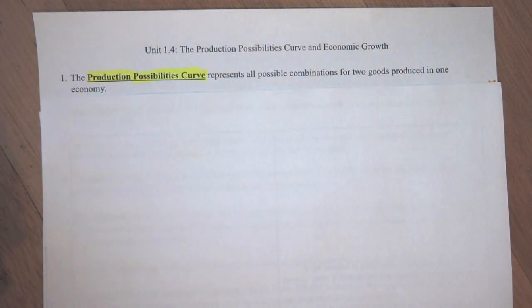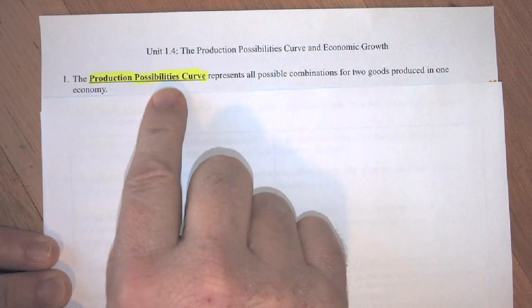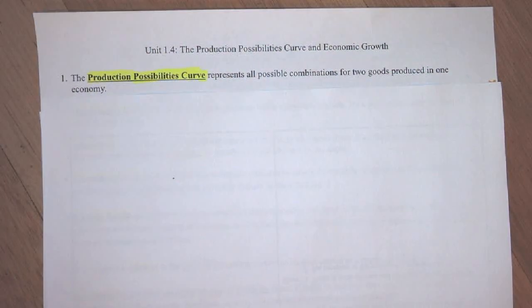Hello, Econ students. Today's lesson and notes are about the production possibilities curve in economic growth. The production possibilities curve represents all possible combinations for two goods produced in one economy.